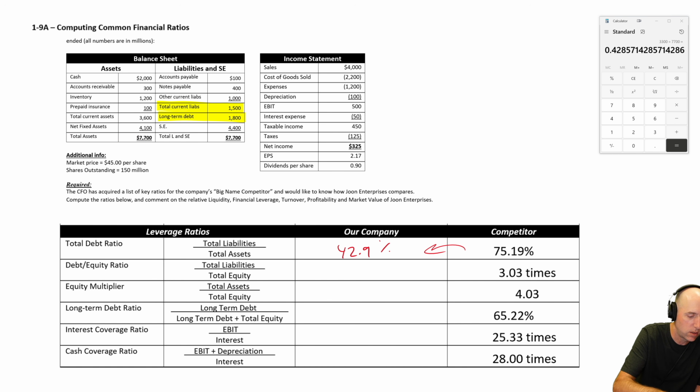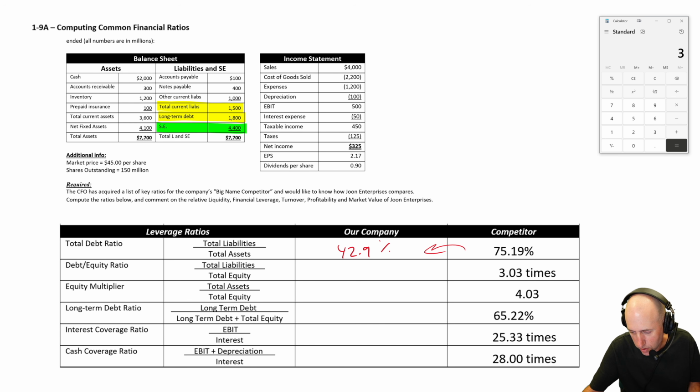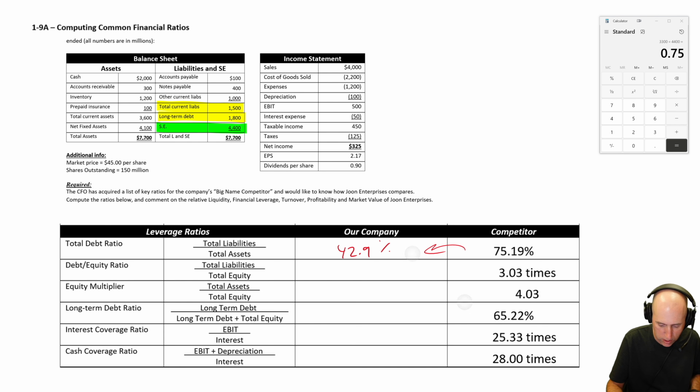Okay, next one is total liabilities divided by, not total assets, shareholders' equity. So again, 3.3 million was our total liabilities. Our shareholders' equity, 4.4 million. So it's 0.75. Now you can see the big difference here with our more leveraged competitor, right? We've got more equity than we have debt. They've got way more debt than they have equity. Those two things should go together. We have less leverage.